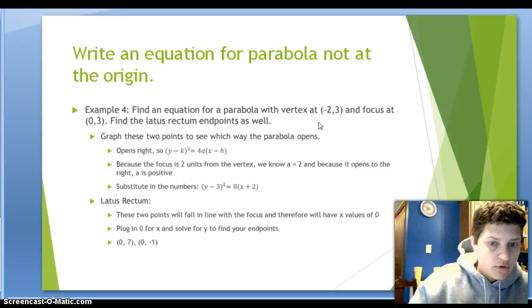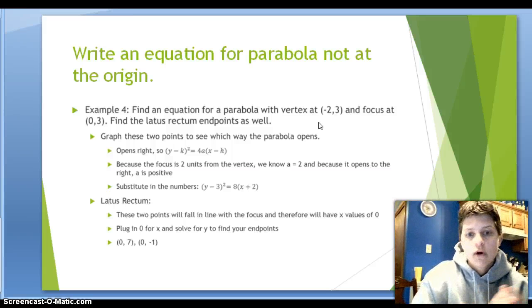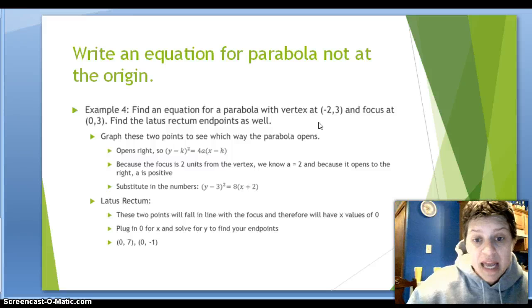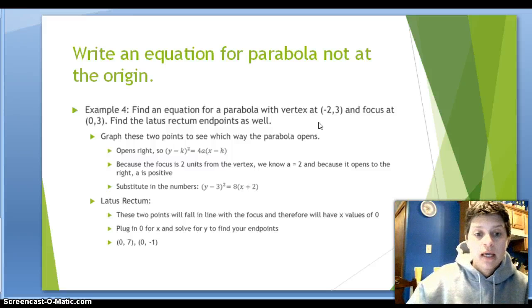So we have our basic formula of (y - k)^2 = 4a(x - h). So there's our basic formula. You know your focus is 2 units away, so when you graph, you have 2 units, and that allows a to be 2. So 2 times 4, we're going to end up with an 8 in front of the x minus h.